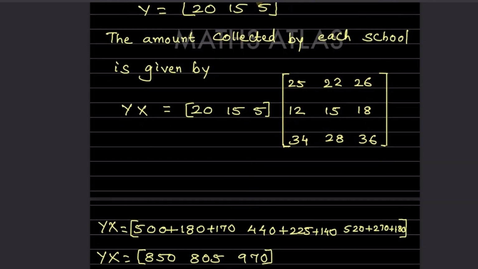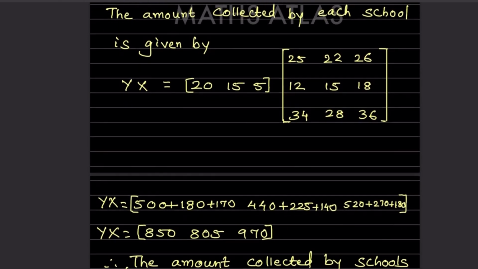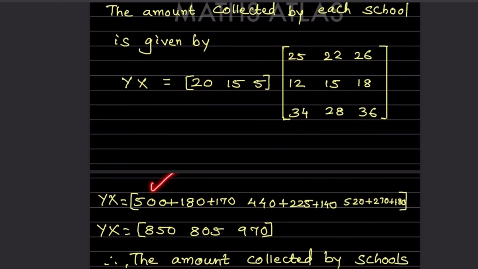So now what are we going to do? We are going to multiply this into this, that is going to be 500. Then this into this, that is going to be 180. And then this into this, that is going to be 170. This is done. Again we'll go for this one: 440, 225 and here 140. Then this also is done. Now we'll see for this one, that is 520, 270 and this is 180.